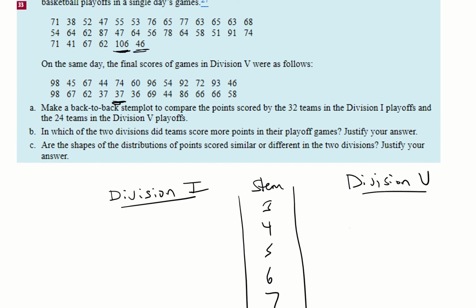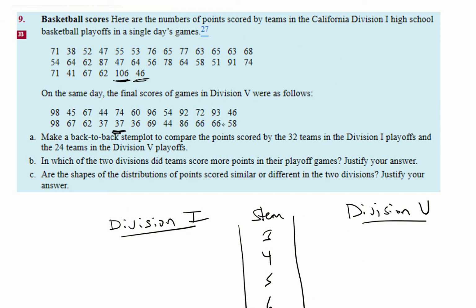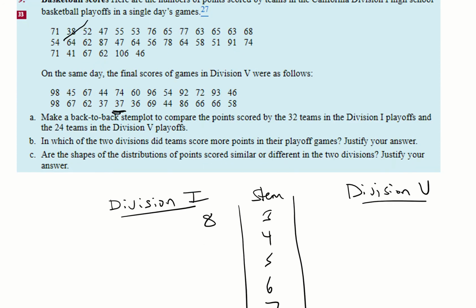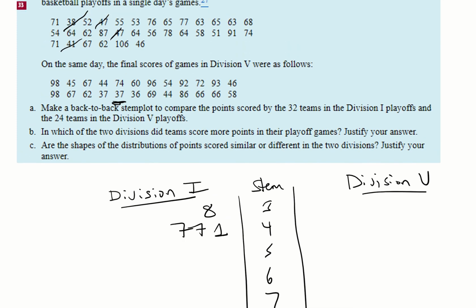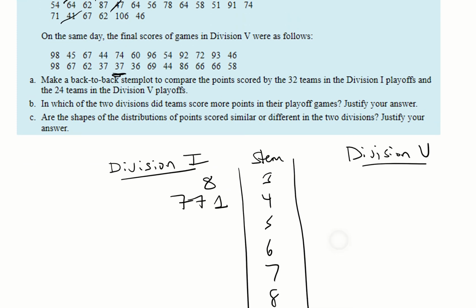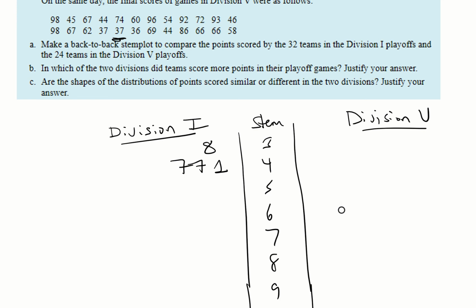So for Division 1, we actually have a 38. So 38 right there. That's it for the 30s, I believe. Then we go into the 40s, we have a 41. We have two 47s. So 41, 47, 47. And there are no more 40s. And you keep going until you do all the Division 1 games.